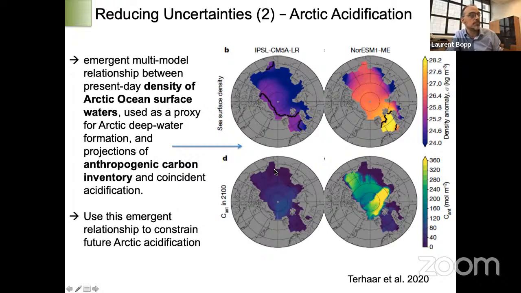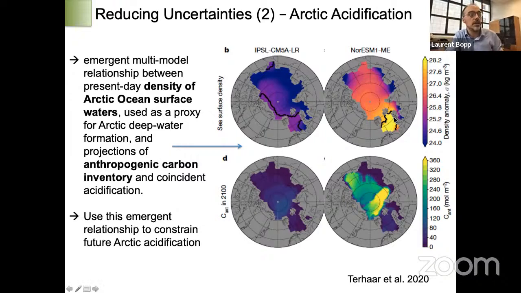That's the amount of anthropogenic carbon that is stored in the Arctic Ocean, integrated over the water column, comparing those two models, the IPSL on the left and the Norwegian Earth System Model on the right. And you see that they differ a lot. Almost no anthropogenic carbon stored in the IPSL model and much more in the Norwegian model. And Jens Terhaar has been able to link these different behaviors to the fact that the models ventilate the deep Arctic very differently.